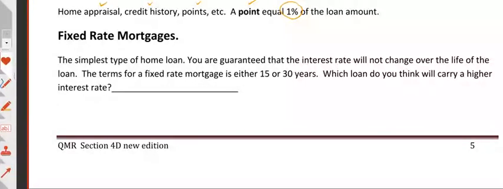Which one do you think would carry the highest interest rate? Having a loan term for 15 years or a loan term for 30 years? Actually, the 30-year loan is going to carry a higher interest rate because you're more of a risk if you're taking 30 years to pay it off. And they'll actually earn a lot more interest from you. So it would carry the higher interest rate.